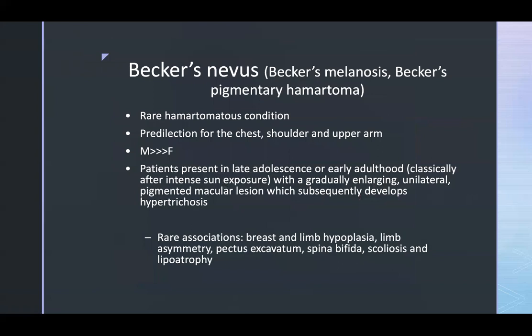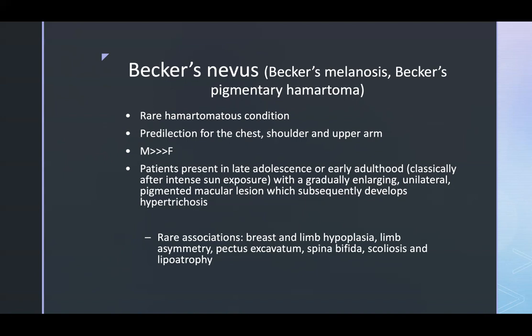Becker's nevus is known as a nevus because on clinical exam, it looks like a hyperpigmented, potentially congenital nevus, but it's also known as a Becker's melanosis or Becker's pigmentary hamartoma because you can have hyperpigmentation in the basal layer, but this is truly a rare hamartomatous condition that has predilection for the chest as well as the shoulder and upper arm. It often occurs in males much more than females. So you can think about Becker being a male's name and Becker's nevus. It occurs more in males than females.